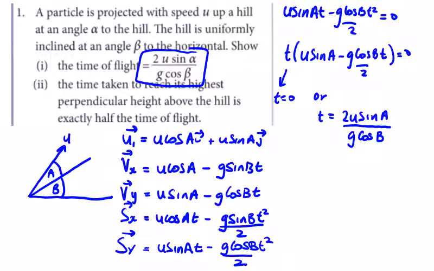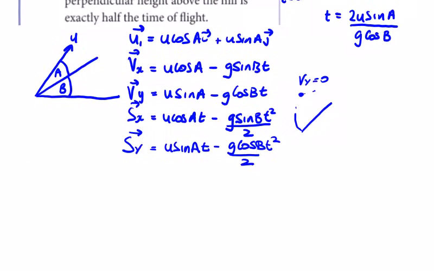And then we're asked for the time taken to reach its highest perpendicular height above the hill. Show that it's exactly half the time of flight. So max height, even if we're on a horizontal, is when the velocity of y is equal to 0. So let's let the velocity of y equal to 0: u sine alpha minus g cos beta times t is equal to 0.